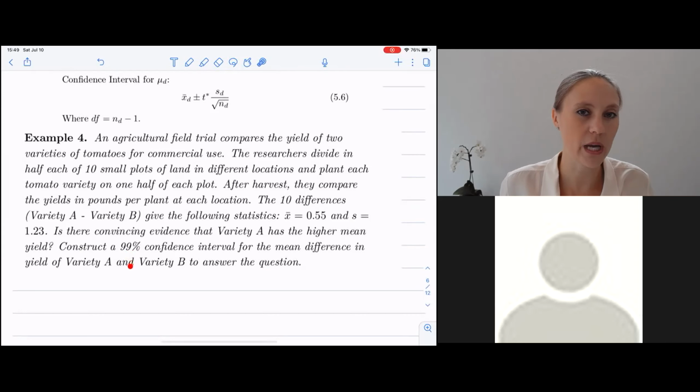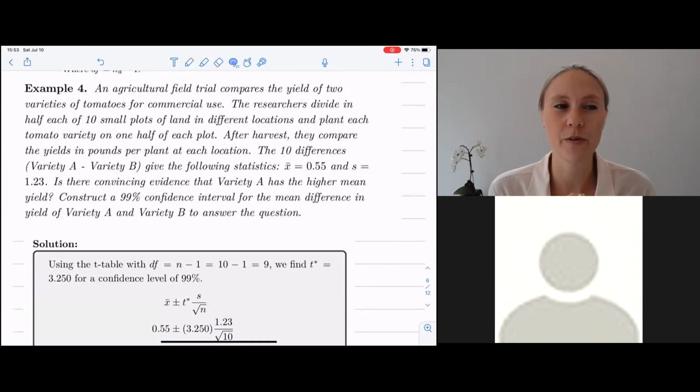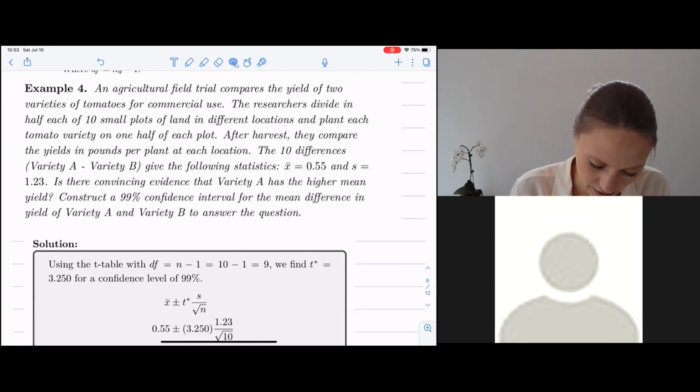Okay, so I'll give you a chance to pause it here and try it on your own. Okay. So first thing I want to do is just go through and identify the information here.